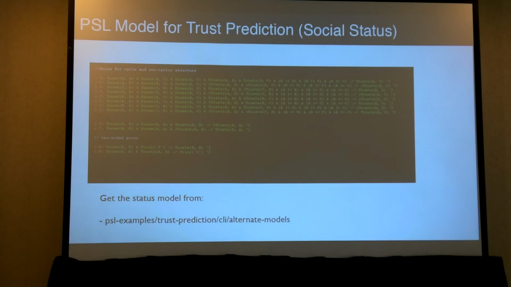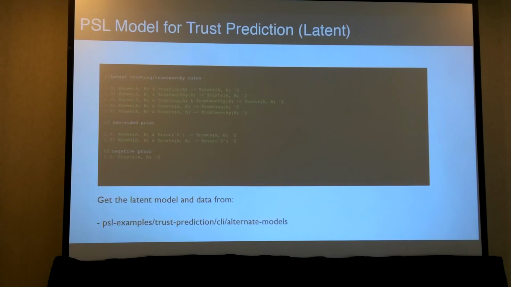It's also the same for social status, so the data file would be the same. If you want to try the social status model, you have to go to this alternative models directory, get the trust prediction status one, copy paste it to the CLI and make it the trust prediction PSL model, and then you can run it again. I will show you the results. It will take some time, so you can also try it and you will get the results as well.